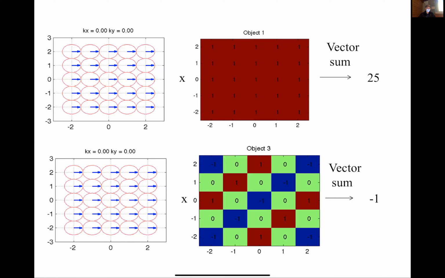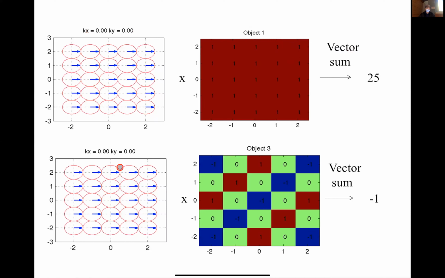Okay, so here's the idea. We take this phasor pattern and multiply it by our object, and then we think about the vector sum of everything that survives. That means we just add these all up and we get 25. So that's the vector sum. This is at kx equals 0, ky equals 0, because the phasor pattern is all pointing in the same direction.